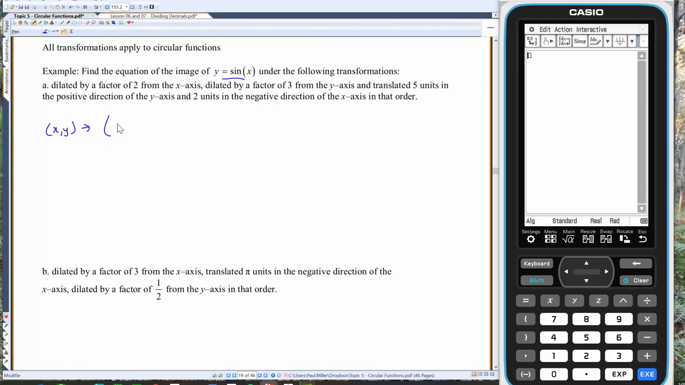Dilations from x change y, so that's going to be x to y. Dilated by a factor of 3 from the y-axis, so that's going to be 3x to y. And translated 5 units in the positive direction of the y-axis, and 2 units in the negative direction of the x-axis, in that order.